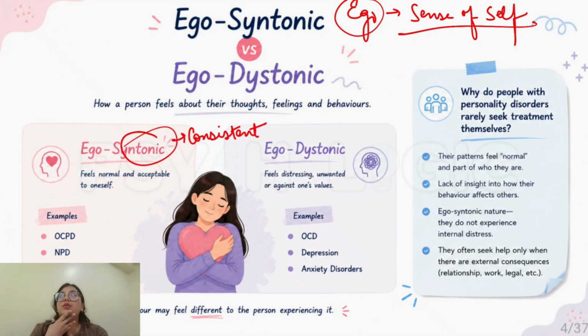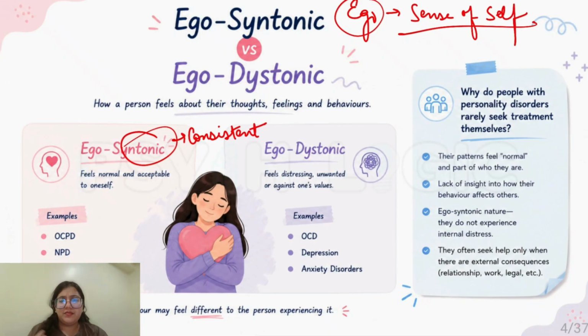Why? So, ego syntonic is: my thoughts and my behaviors seem normal to me. This person does not think anything is wrong. Okay, so imagine someone who is extremely suspicious in nature. They believe that their friends are plotting against them. Their family cannot be trusted. Even some innocent comments have hidden meanings.